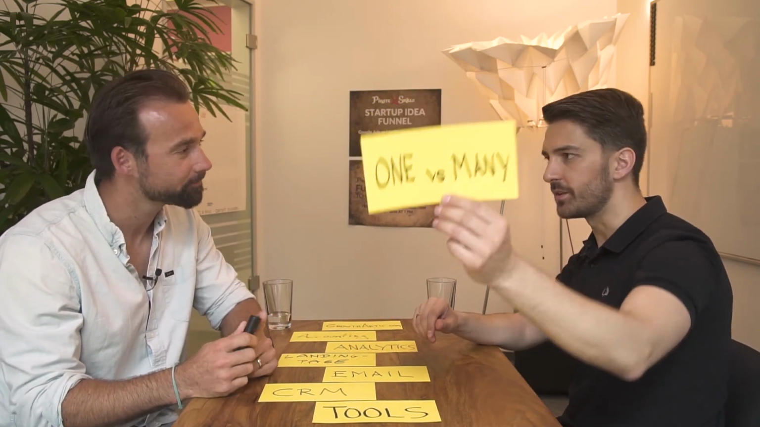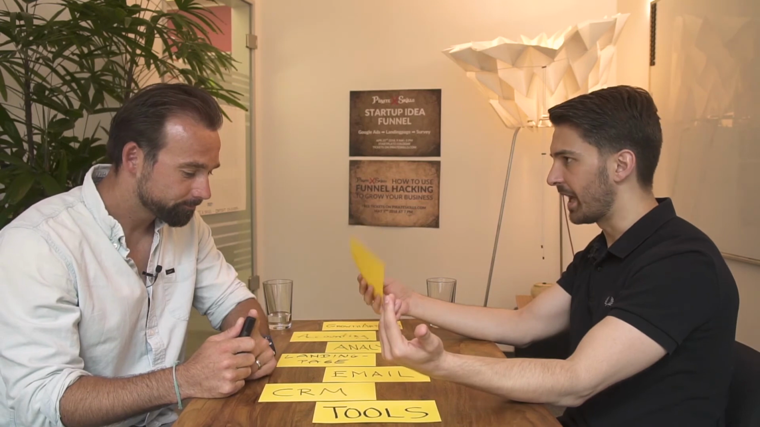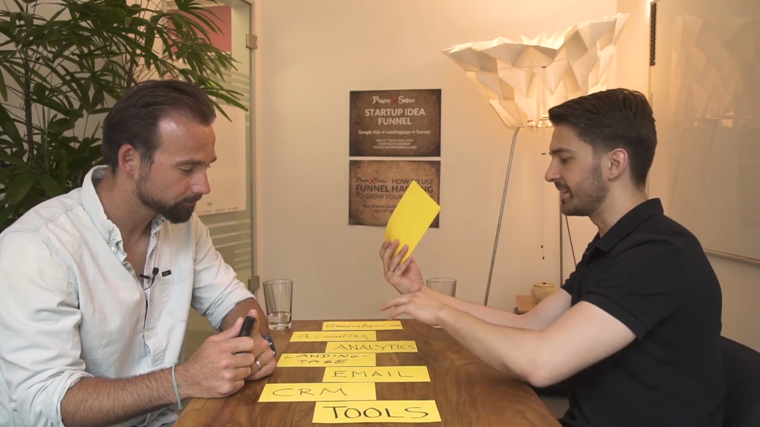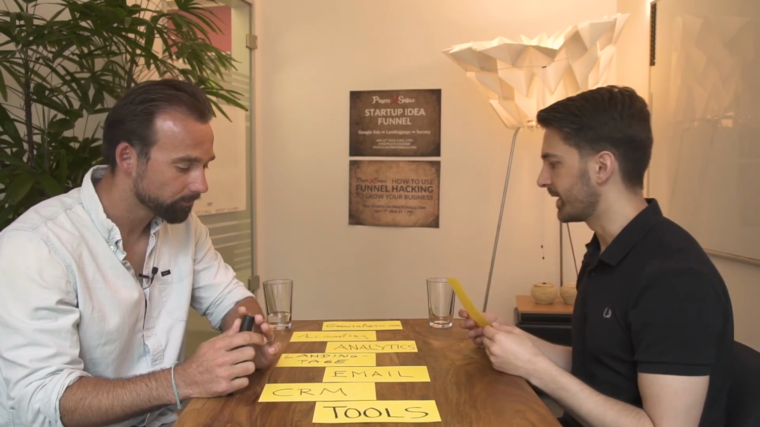So the final question we have prepared is the one versus many question. So what's the truth here? Should we have an all-in-one solution like HubSpot or Salesforce? Or should we go with a best-of-breed approach where everything is in its own data silo, which we might connect somehow? Yeah. What do you think?